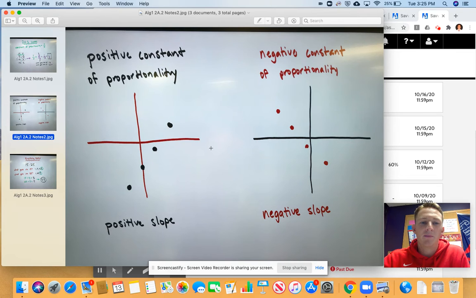Here in our second example, we have two graphs over here in the red and in the black. These points are going up. We would say this is a positive slope or a positive constant of proportionality. So if we took all these points and we found their constant of proportionality, it would be a positive number. And kind of the opposite over here, this graph is going down from left to right, so it has a negative slope. It's a negative constant of proportionality.